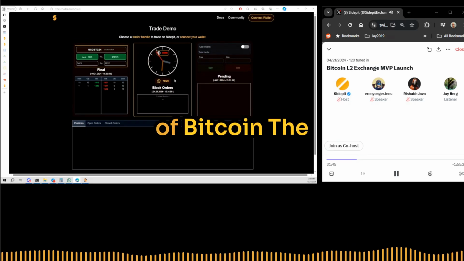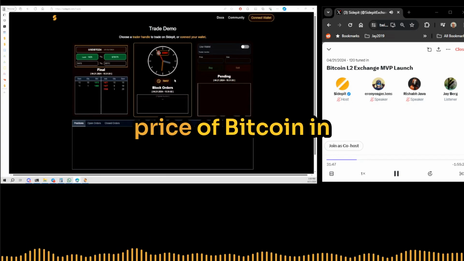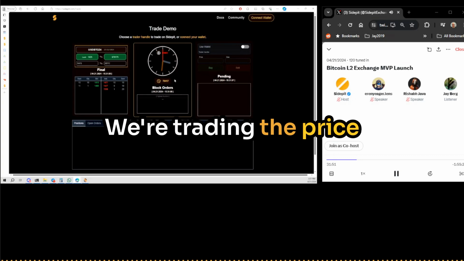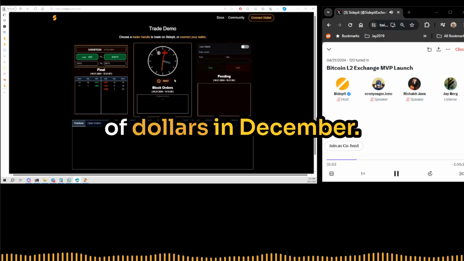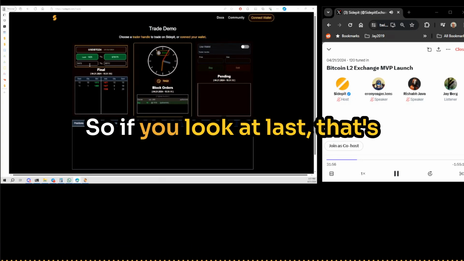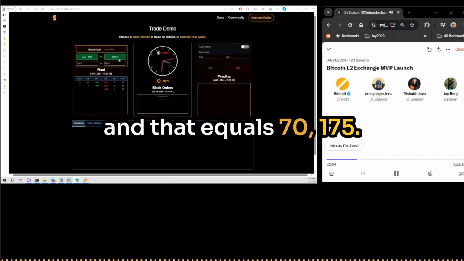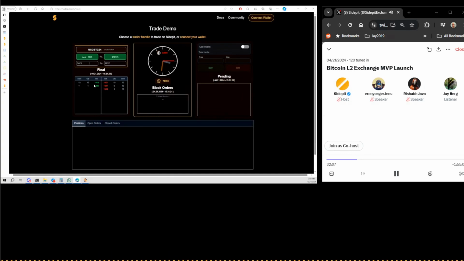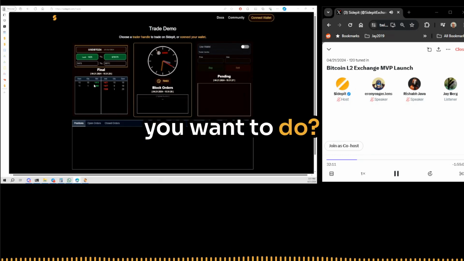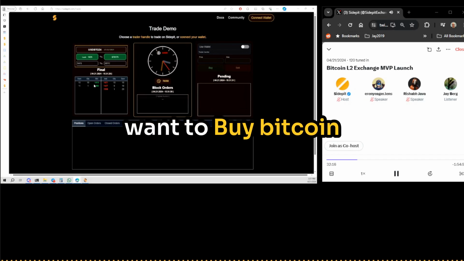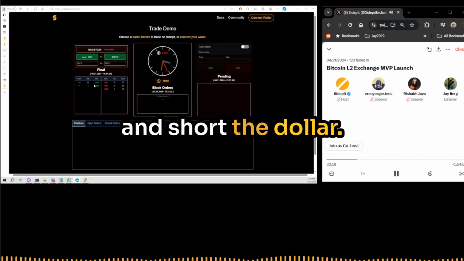Okay, so the price of Bitcoin is 65,000. The price of Bitcoin in December is 70,400. We're trading the price of dollars in December. So if you look at last, that's 1,425 Satoshis per dollar, and that equals 70,175. Rishba, what do you want to do? Do you want to buy the dollar and short Bitcoin, or do you want to buy Bitcoin and short the dollar?